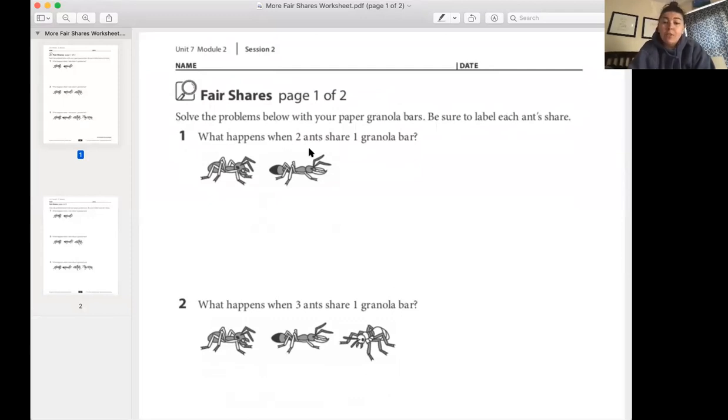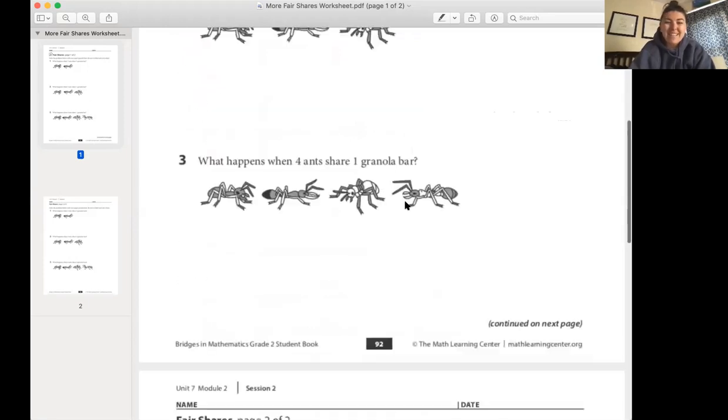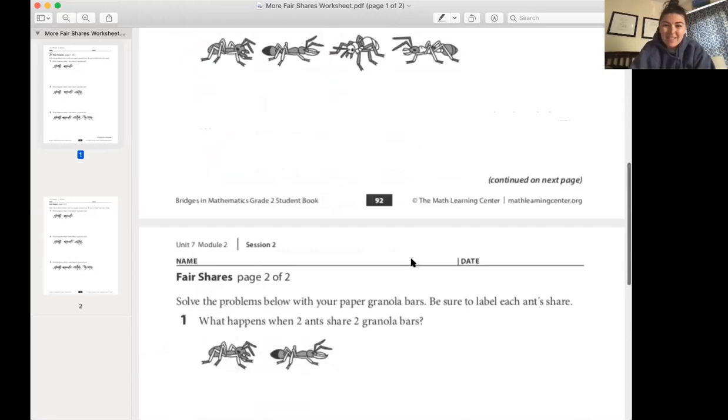So what happens when 2 ants share 1 granola bar? Draw your 1 granola bar and then split it into whatever pieces you'd need for 2 ants to share. So 2 pieces. What happens when 3 ants share 1 granola bar? Again, draw your granola bar and you're going to split it into how many pieces? 3 pieces. Then 4 ants, so draw your granola bar, you're going to split it into 4 pieces.